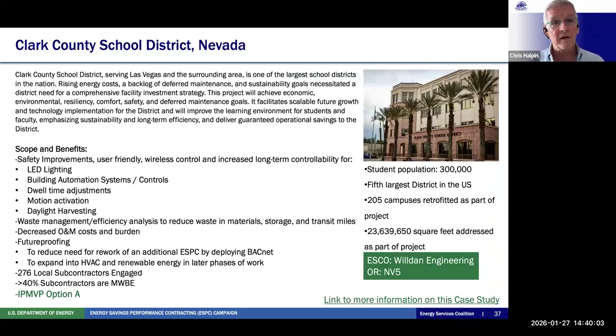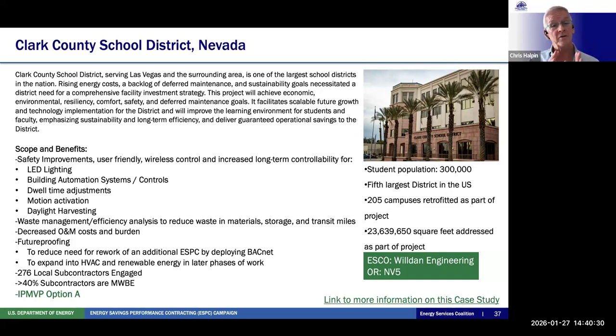Then here, where I live in Las Vegas, Clark County School District, this is their second round. They did a performance contract back 10 years ago on 50 of their 400 schools. This one, they focused on lighting and lighting controls to do something that had a real visual effect. It's been a great project in the fifth largest district in the country. Over 200 schools were addressed, and that's just about half of the schools.